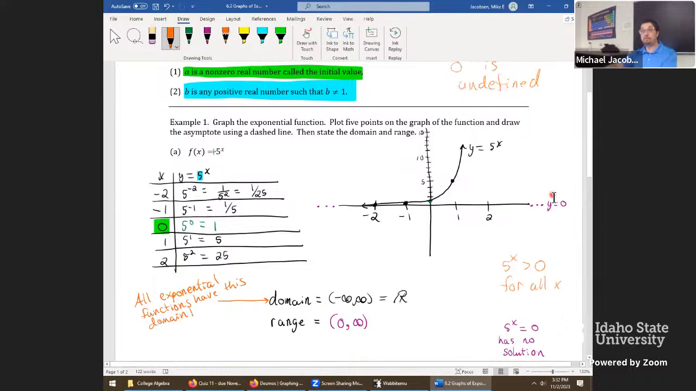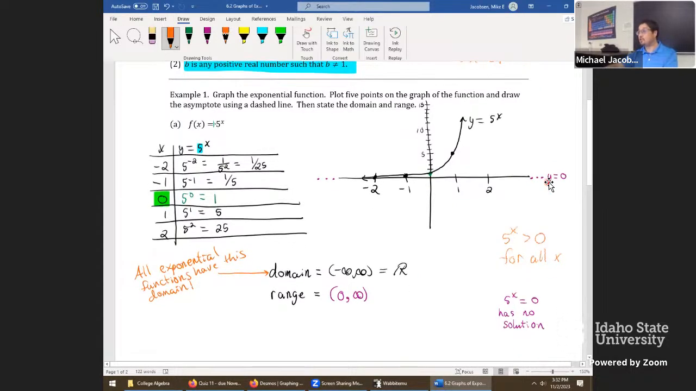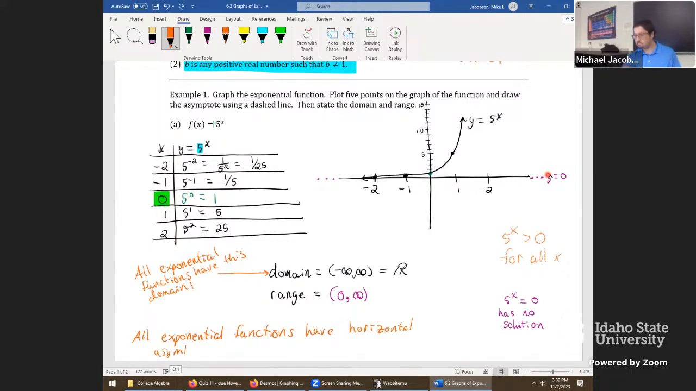But let's also mention right here, we found a horizontal asymptote. That's also something that happens for every single exponential function. So we'll say all exponential functions have horizontal asymptotes and no vertical asymptote.